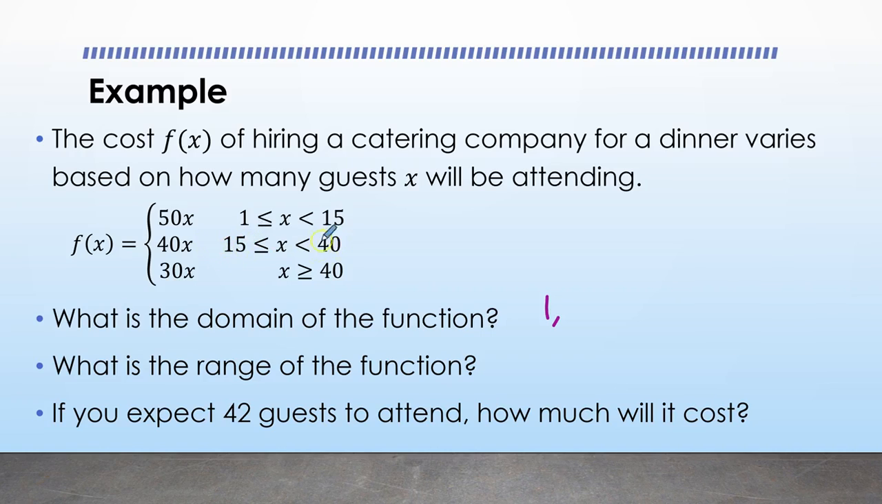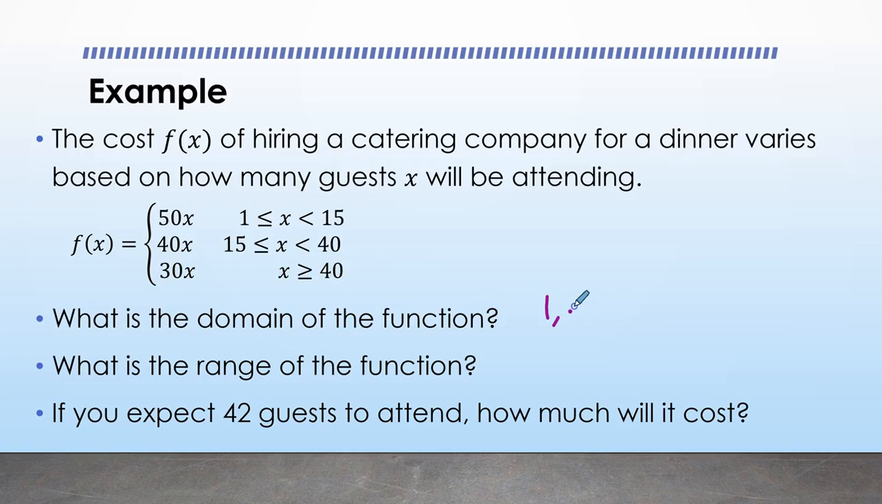And it goes all the way up to 40, but not including the 40th guest, because as soon as you hit 40 guests, you actually jump down to the third function shown here. So for 40 or more, we can use the cheapest rate of $30 per dinner. So my largest number goes to infinity.